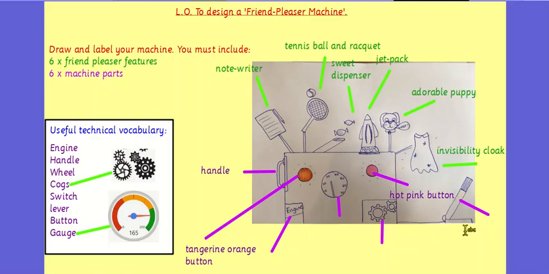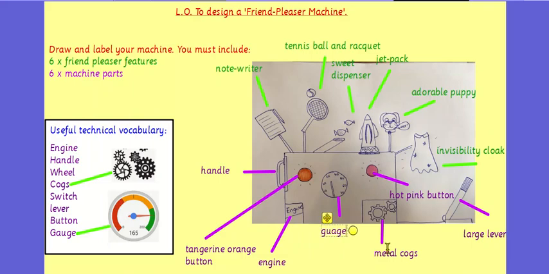I have a large lever. I have some cogs. I might say that mine are metal cogs. And I have an engine which makes the whole machine work. Okay, oh, and here I've got a gauge.